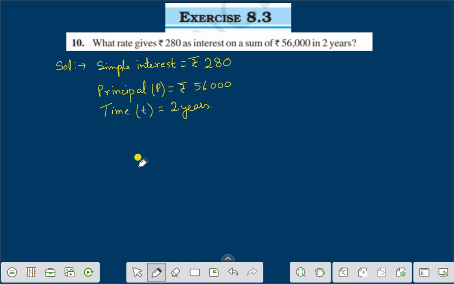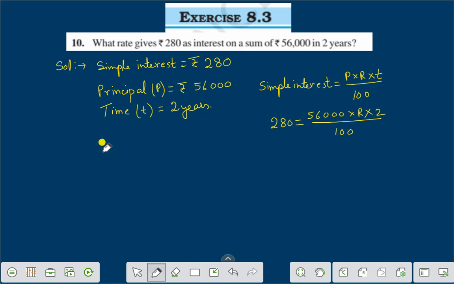Right? Now we know that simple interest is equal to PRT by 100. That is P into R into T by 100. If we put here all the values, we will get simple interest is rupees 280. Therefore 280 is equal to P is 56,000 into R into T is 2 years, 2 divided by 100.